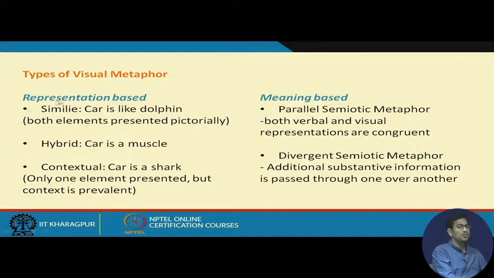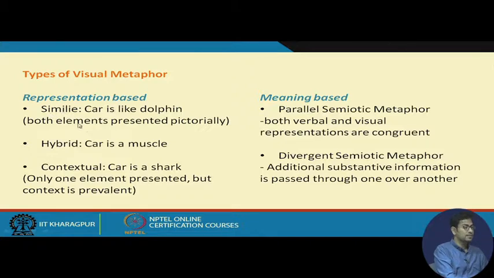Now, we again go back to visual metaphor, we have already discussed it last week, but I will try to draw your attention over here that visual metaphor has a very strong connection between the text and image, where we have talked about visual metaphors in terms of similes. So, if you remember the example I have given, a car is like a dolphin, here both the elements are visually present. So, both are visually present, and hence that forms the simile.